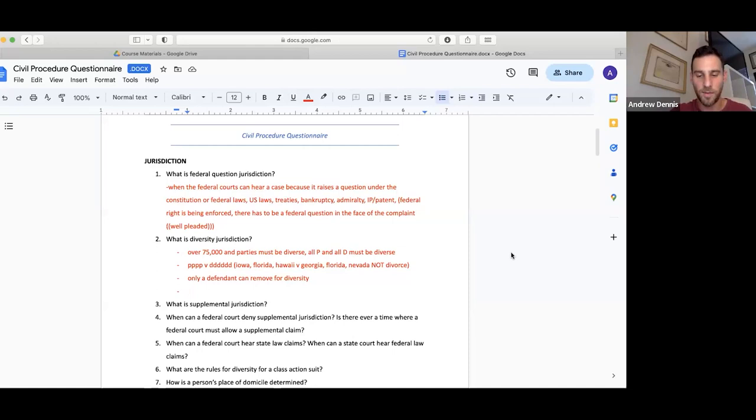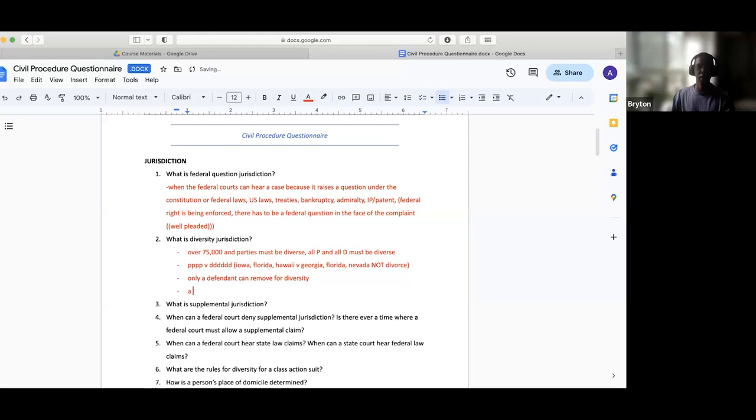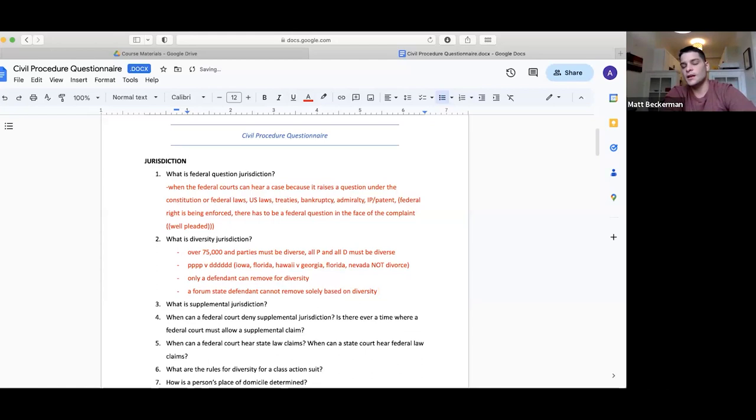Yeah, there is the forum state defendant rule. Exactly, the forum state defendant rule. Can anyone explain that? You can't remove to federal court if it's within the same state, like if you're a resident of the state as a defendant and you're in state court, you can't remove it to federal court, correct? A forum state defendant cannot remove solely based on diversity?